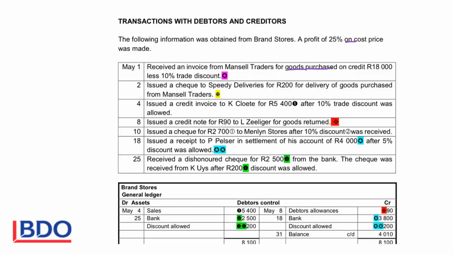So we bought new goods, so that will affect our inventory account, and we bought it on credit, so the double entry will be in the creditor's control.